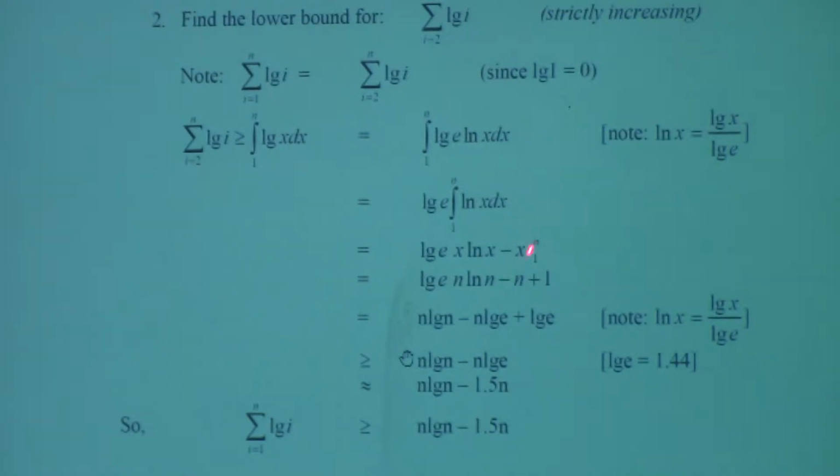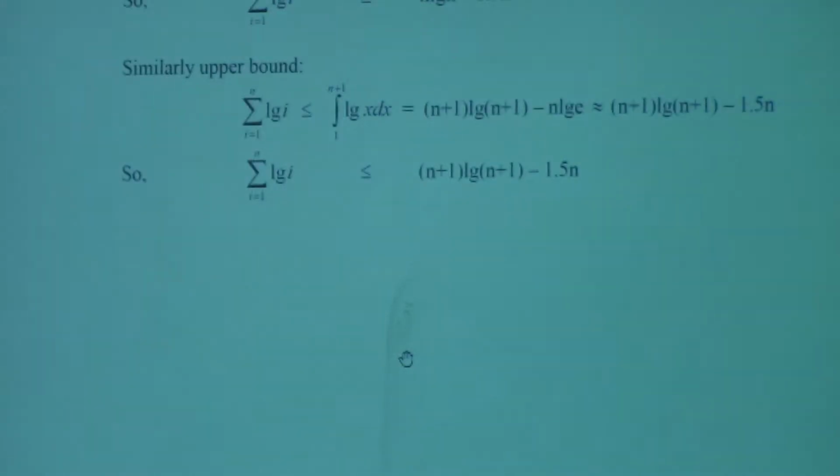And you can go through some of the mathematics here, and basically we're going to get that the summation of log i from 1 to n, which is the same as from 2 to n, is greater than or equal to n log n minus 1.5n. It's a very, very useful result because we weren't able to solve it before. Okay, so that kind of completes that set of slides. Any questions about this?